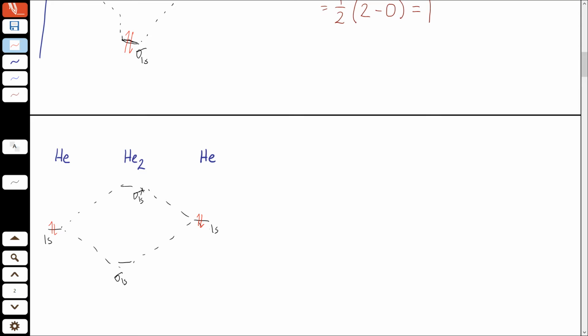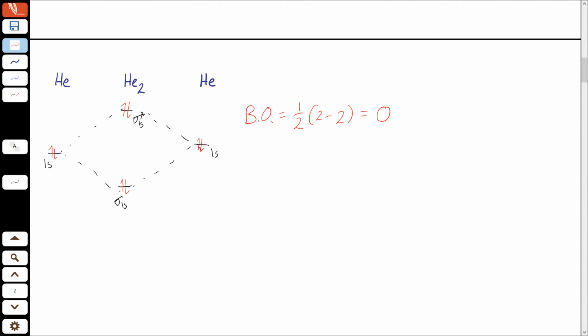And then when we calculate our bond order, we've got 2 bonding electrons and 2 antibonding electrons. And so our bond order is 0. And bond order of 0 means no bond. So in this way, the molecular orbital diagram predicts that there should not exist a He2 molecule, and in fact there doesn't.